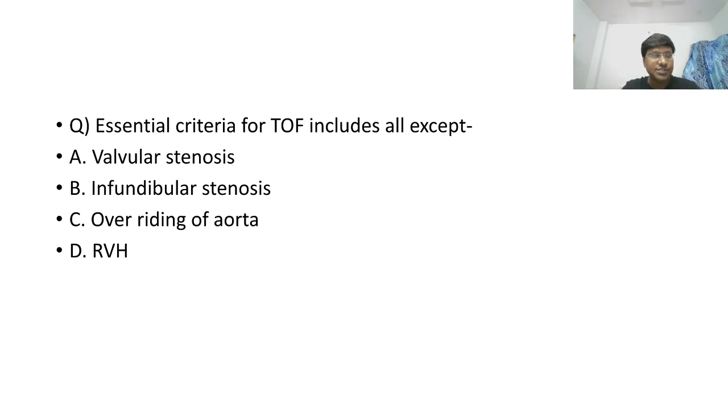So the question is, essential criteria for tetralogy of Fallot includes all except. Any one of you? The options are valvular stenosis, infundibular stenosis, overriding of aorta, right ventricular hypertrophy.